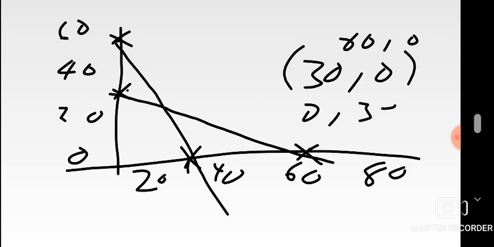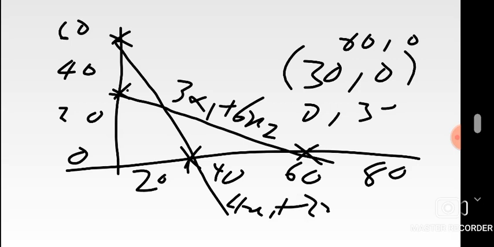After that, you can just label them for the sake of identification. This line is from the second equation, which was 3x1 plus 6x2. I'll just write it short because of the space. Then this other one is coming from the first equation, which was 4x1 plus 2x2, something like that.